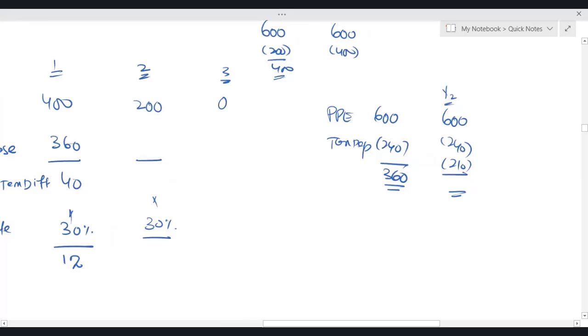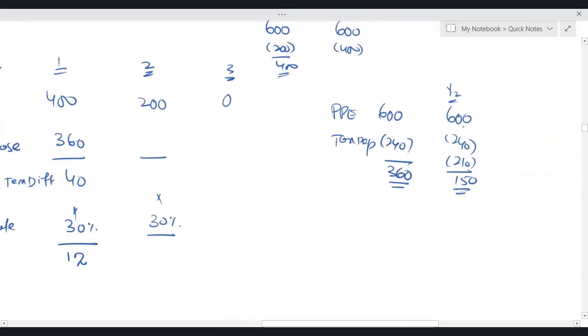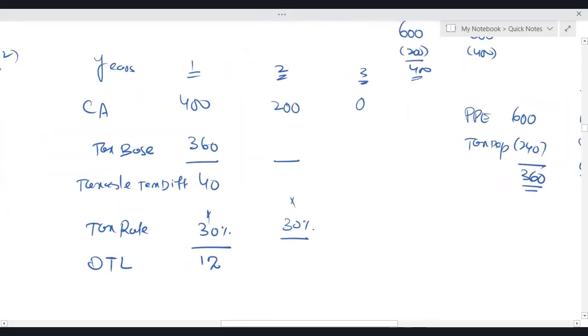Can I say 600 minus 240 minus 210? I'm getting 150. 150 is the tax base. Again, carrying amount is more than the tax base. So the difference is the taxable temporary difference, which is 50 into 30, it is 15. There is an increase in the deferred tax liability by 3 from the first year to the second year.